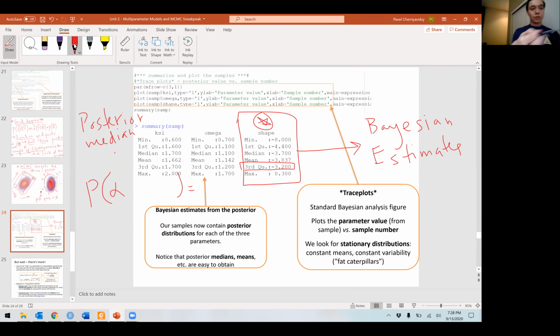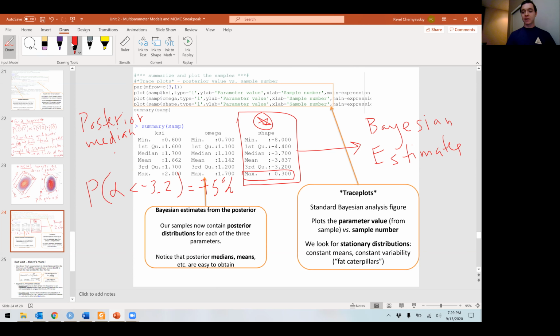Negative 3.2. So what we can say is the probability that alpha is less than negative 3.2 is 75%. This is strong evidence of left skewness. There's something interesting. The maximum value in this particular distribution is 0.3. That is a positive value. Remember that we obtain a symmetric normal distribution when alpha equals 0.